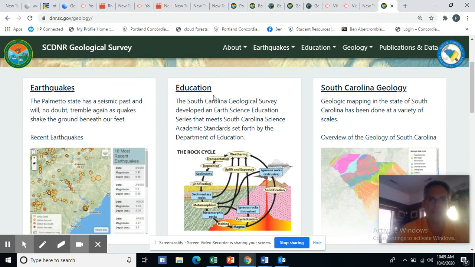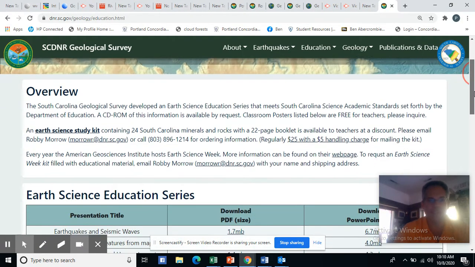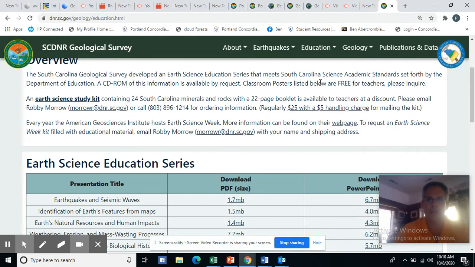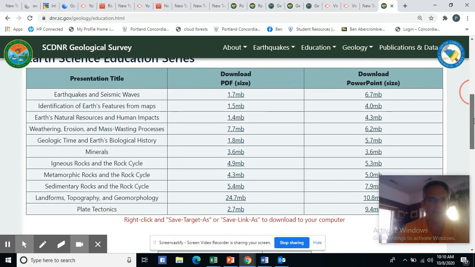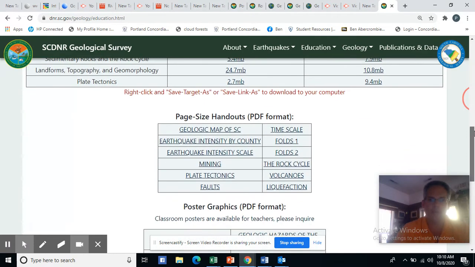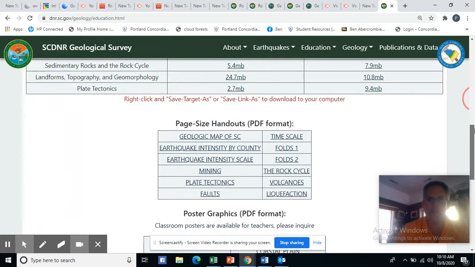Over here, you'll see education. In education, you'll see the rock cycle. If you go into there, we'll take a quick tour of that. You basically have a lot of different things. You have a science kit that you can get for a certain amount of money. You can get a science kit sent to you that has examples of the different types of minerals you'll see throughout the state, rocks and minerals. You've got a lot of different PowerPoint presentations, and you also have handouts as well as poster graphics. So they're really cool.